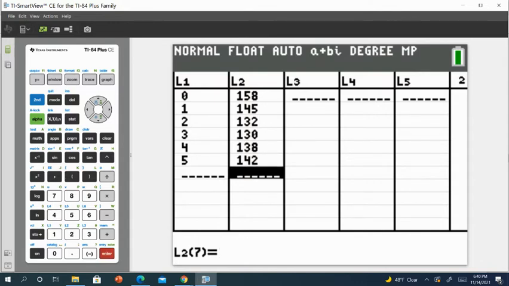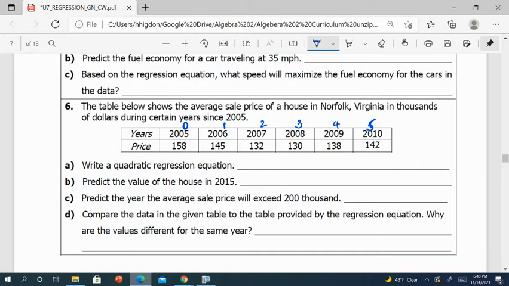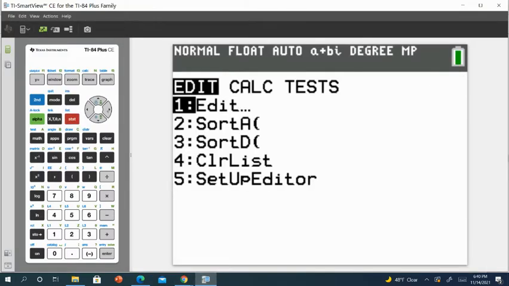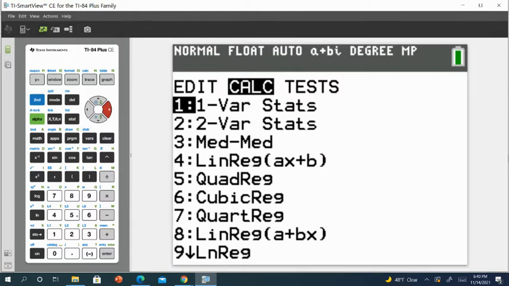And I will remind you one more time that it is a good practice to get into checking to make sure that you have entered all of the data correctly before you move forward. If one of those numbers is wrong, everything from this point forward is wrong. Going back to the worksheet, it says the data below shows the average sale price of a house in Norfolk, Virginia in thousands of dollars during certain years since 2005. Part A says write a quadratic regression equation. So let's go back to our calculator and let's go back to stat, calc. Number 5 is quadratic.